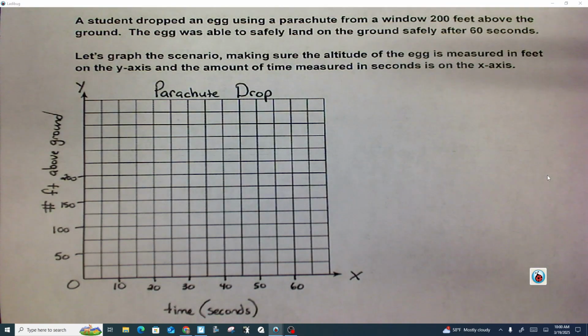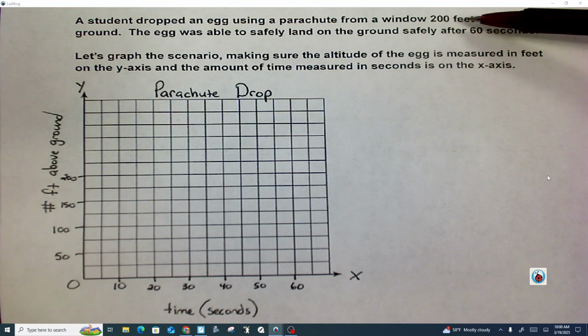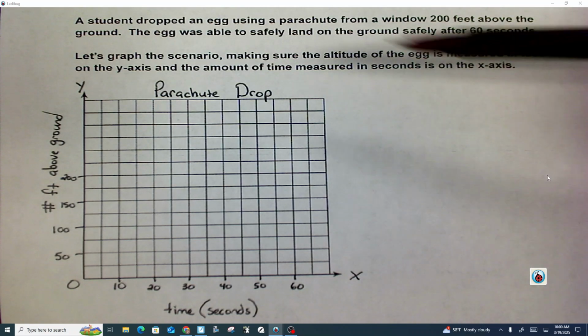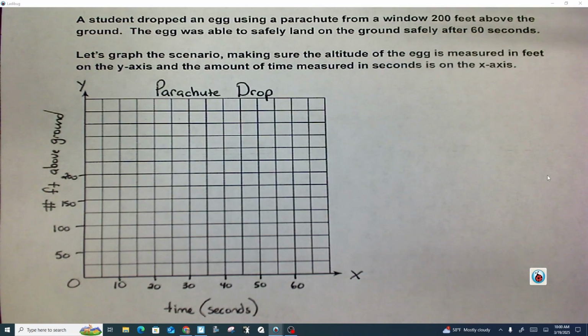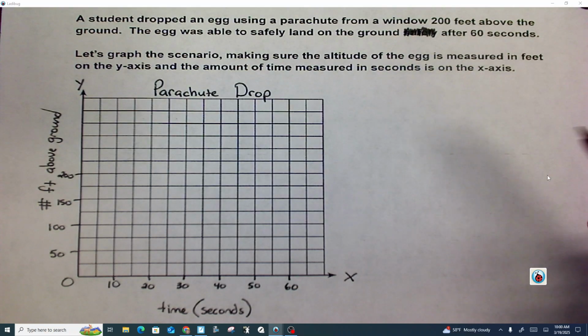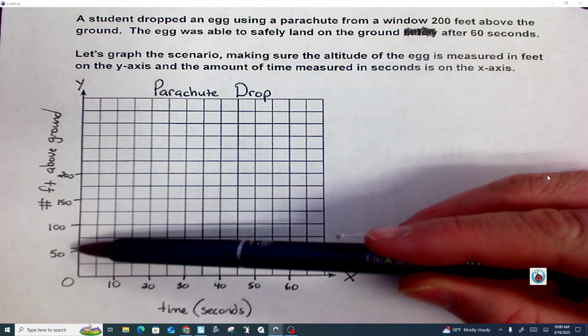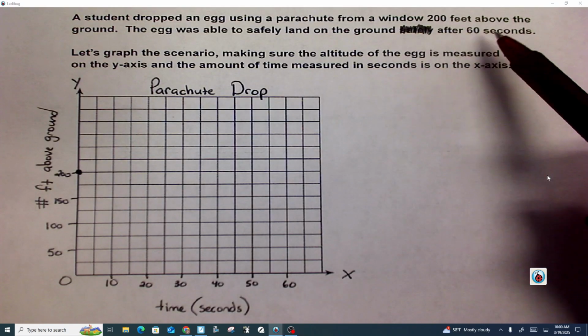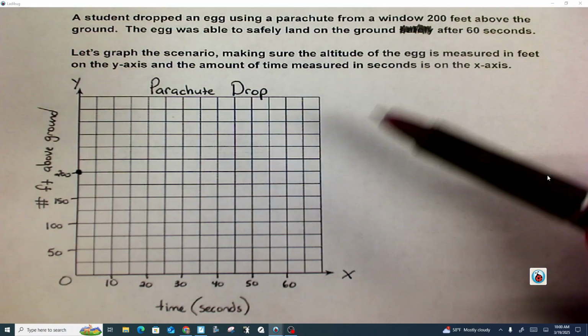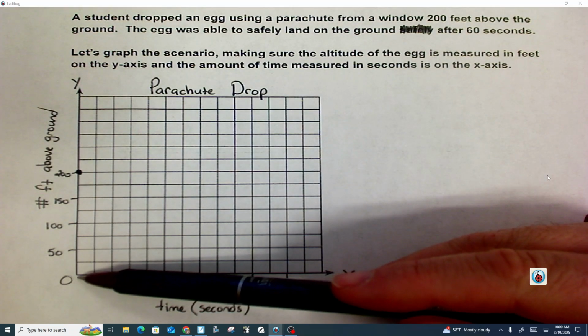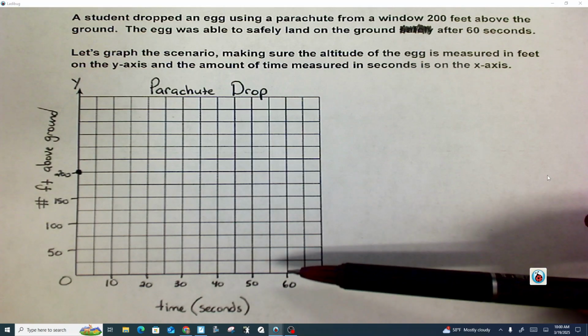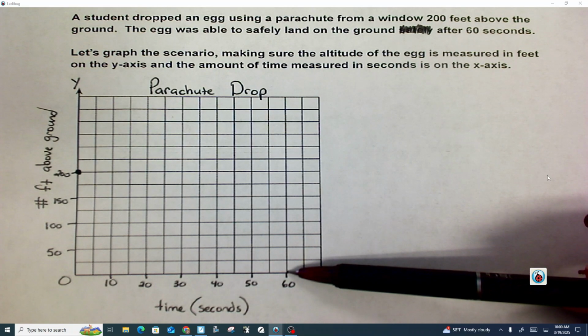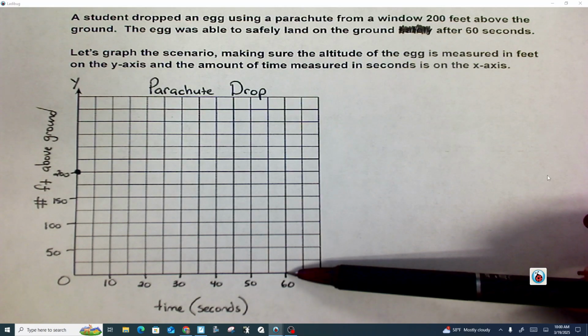We have here this scenario. A student drops an egg from a window 200 feet above the ground, and the egg was able to safely land on the ground after 60 seconds. So let's graph this. At 0 seconds, that egg is 200 feet above the ground, so we need to put a dot right here to show this is where the egg started. Now, after 60 seconds, the egg is safely on the ground, so its height is at 0, but time has passed, and now 60 seconds later, the egg is not 200 feet up in the air, it's on the ground right here.